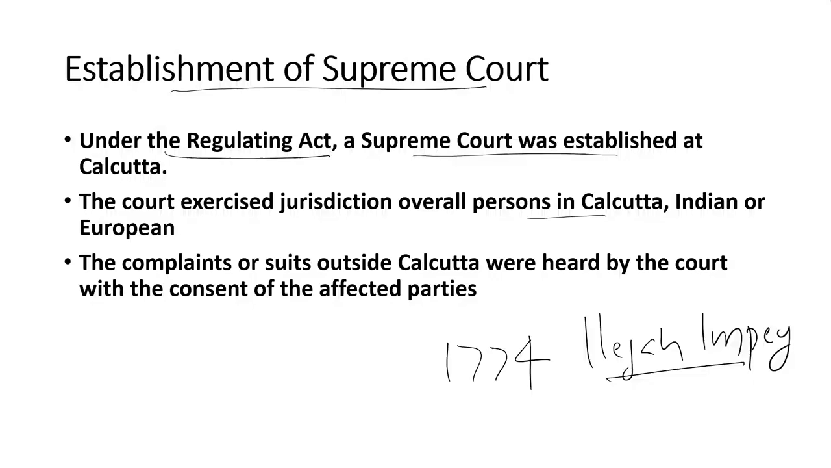Coming to the jurisdictional powers of the Supreme Court, it entertained jurisdiction over all persons, whether Indian or British, in Calcutta. In addition to that, complaints and suits from outside Calcutta were also admitted into the Supreme Court with the consent of the affected parties.